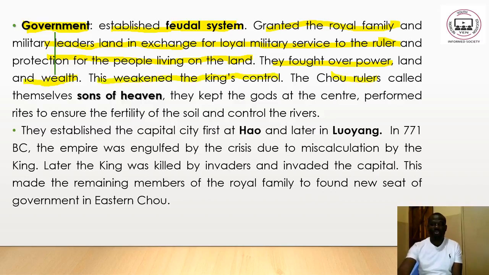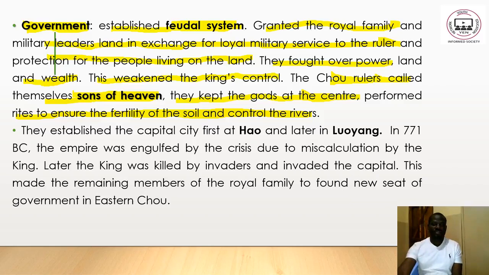The Chao rulers called themselves the sons of heaven, and they kept the gods at the center and performed rites to ensure the fertility of the soil and control of the rivers. So we see that they established feudalism, whereby people were given land in exchange for military service that would protect the kings as well as the people on that land. So the Chao rulers called themselves the sons of heaven.